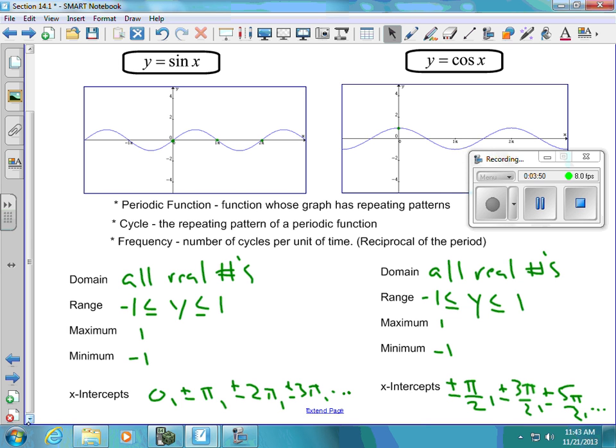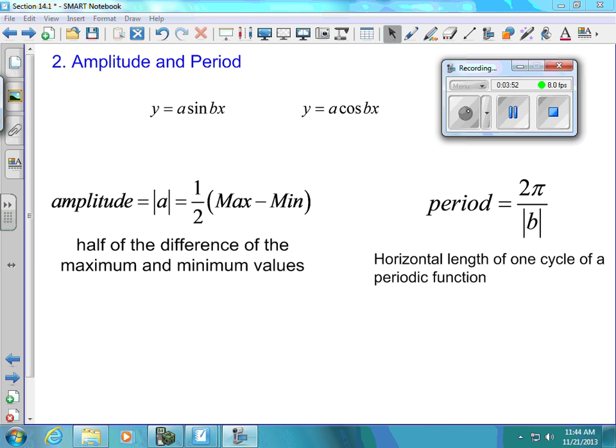Okay, some terminology and some equations for values we're going to calculate for these functions. Amplitude and period. So we're going to add a little bit to this: a and b. A is the coefficient of the whole sine or cosine function. That's going to describe our amplitude. It's 1/2 of the max minus the min. So if you have the maximum and the minimum, you can calculate it that way. Otherwise, just look at the equation for a. The absolute value of a is our amplitude.